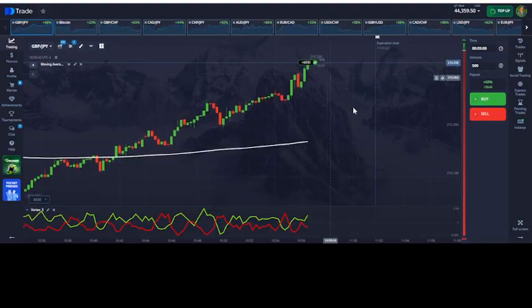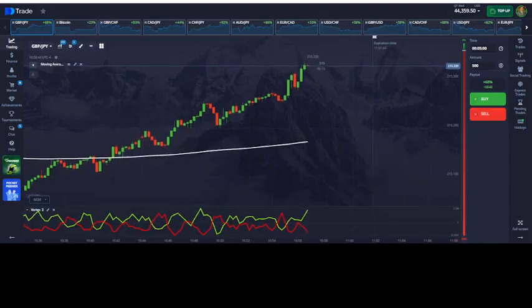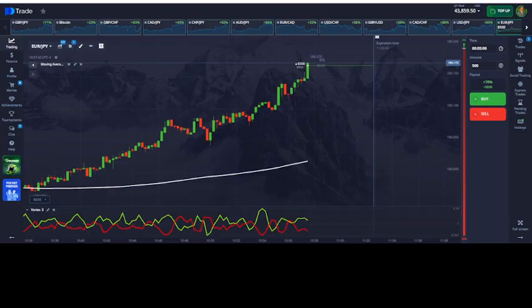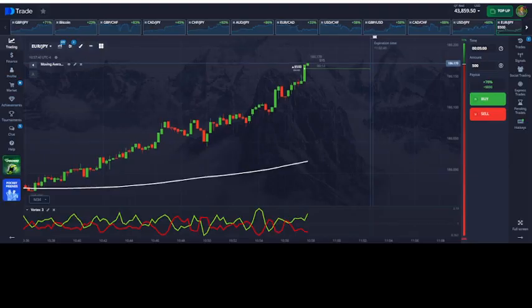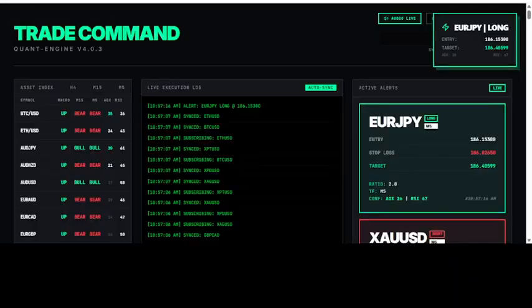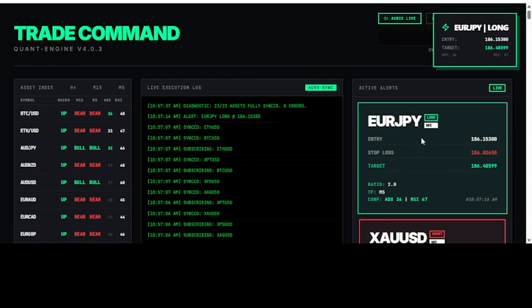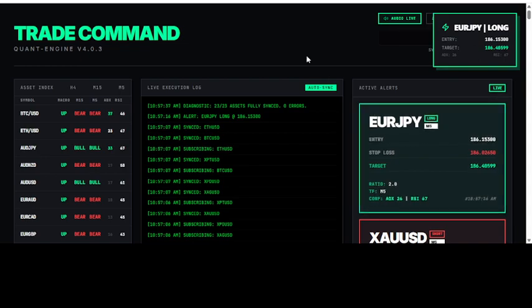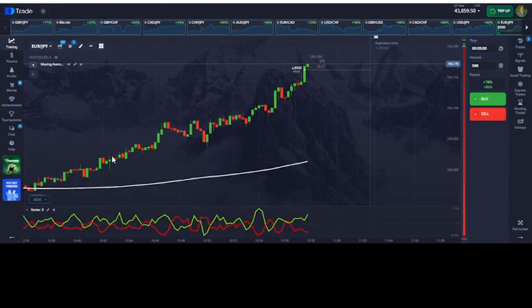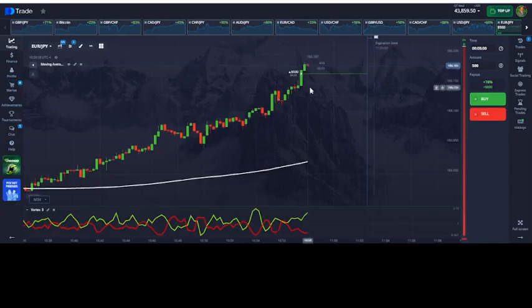All right, so I'm going to pause the video and wait for the next signal from the trade command quant engine. Okay, so I'm on the Euro JPY currency pair, and I just took a buy trade here. And the reason I took the buy trade, of course, is because I just received a signal, a 5-minute long on the Euro JPY. If we notice here, the price is currently in a bullish trend, which confirms the signal here.